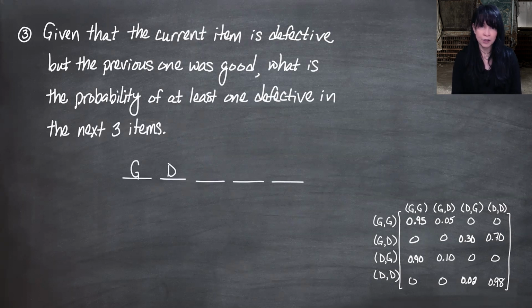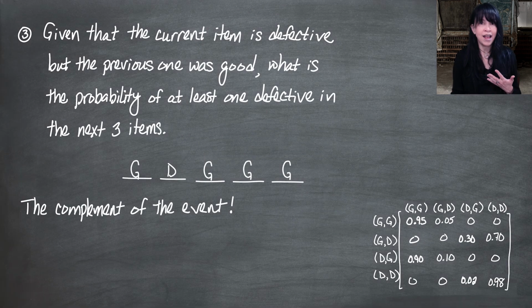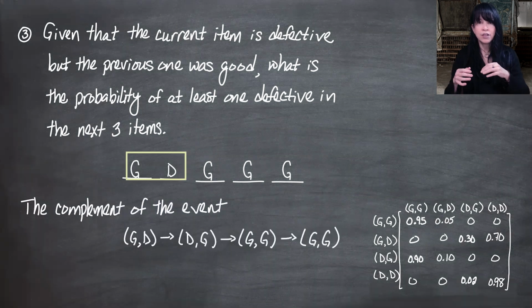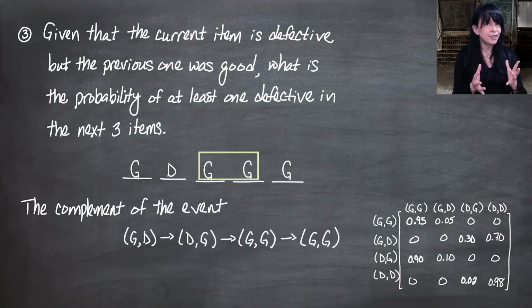There's lots of things to consider, but I'm going to think of this event that consists of a lot of possibilities. And by the way, we can write out every possible outcome here that satisfies what this question is asking, but then we would have to add them all together and you would get the right answer. However, there's an easier way to do this. We can just look at having all goods here because this event is the complement of what we really care about, where I have at least one defective here. So if I compute this probability and subtract it from 1, we'll have the right answer. And so what we want is the complement of the event of going from good defective to defective good to good good to good good.